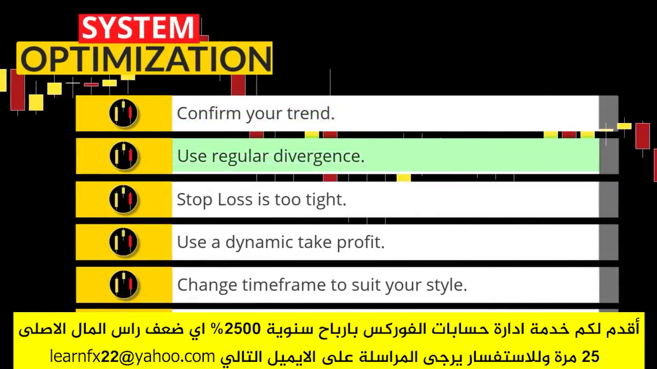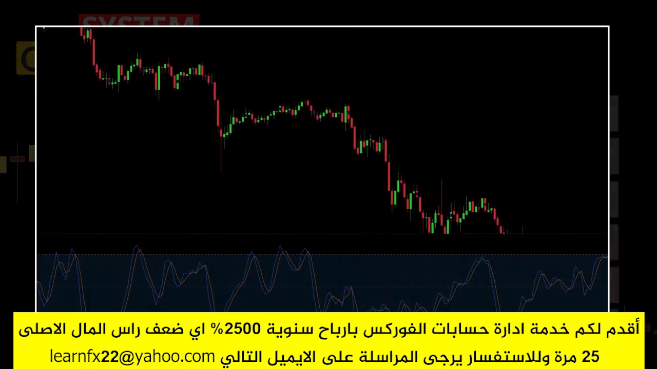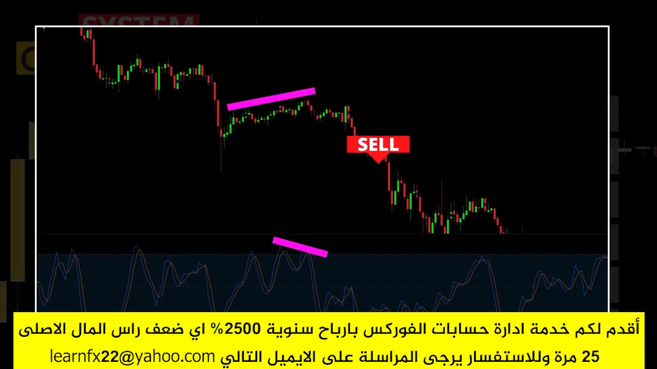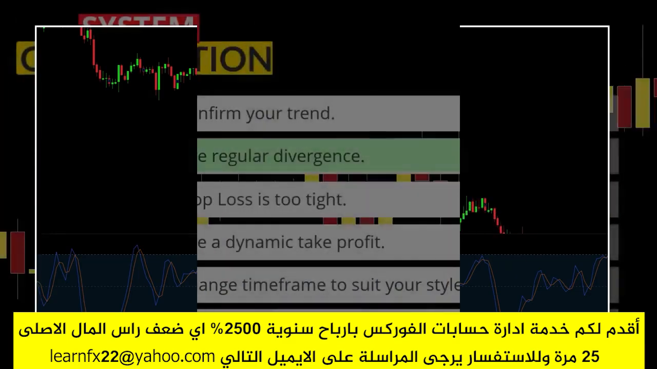Second, when the market is really trending, regular divergence can provide great entry points. On this chart, we can see a very impulsive move to the downside with a consolidation level that comes with standard divergence. This is a great spot to get in and profit from a very nice trend continuation.